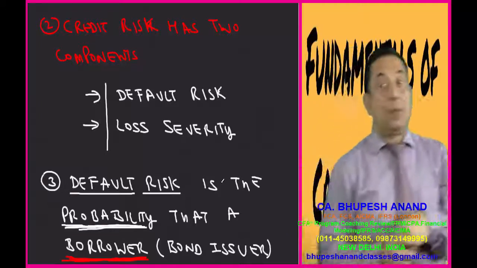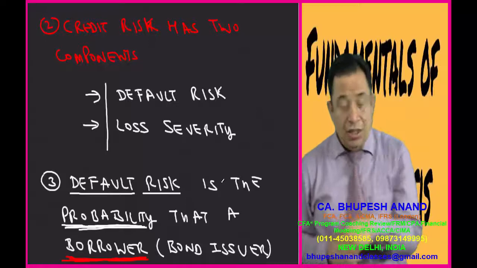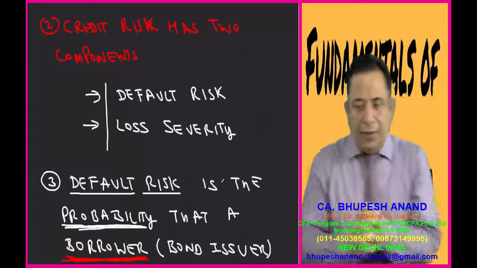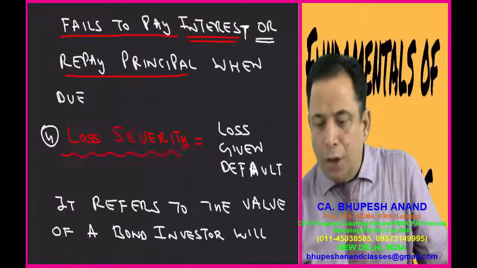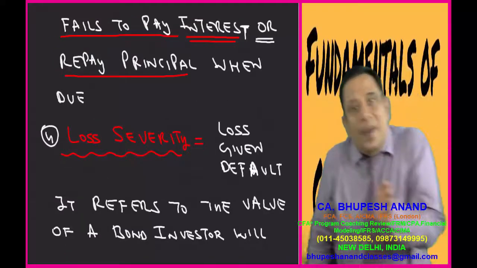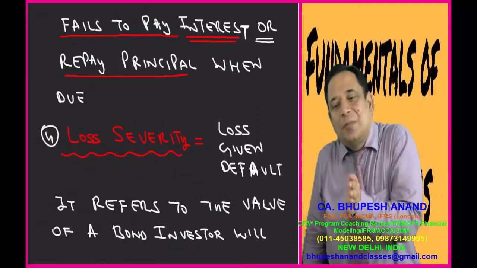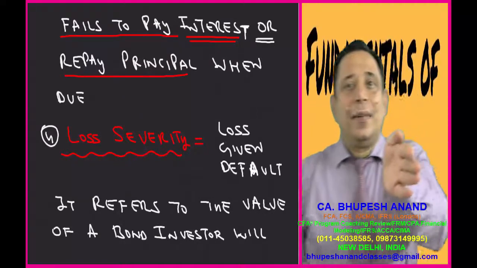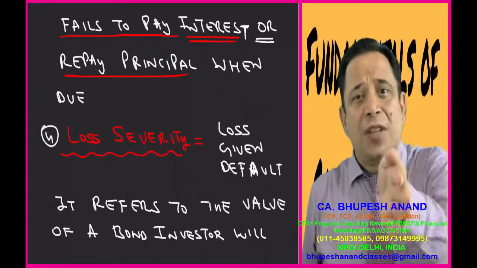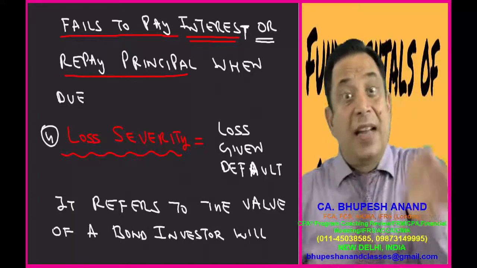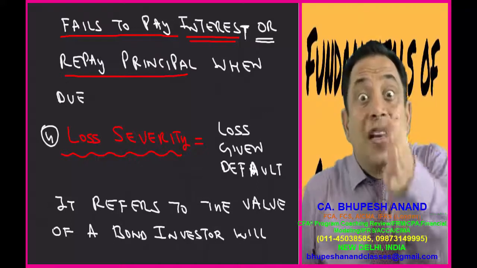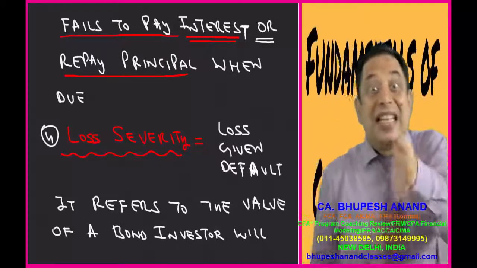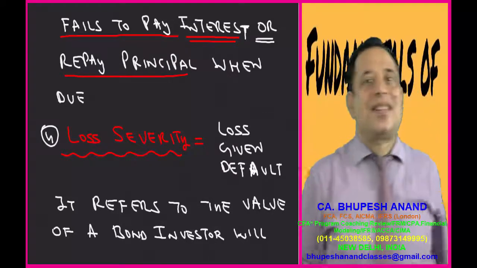So please write down the third point. Write down, my dear friends. Sit straight. Default risk is the probability that a borrower or a bond issuer fails to pay interest or principal when due. It means when interest is due, 6 monthly or yearly, whether that borrower will be able to pay or not on the due dates, whether he will honor his own words or not. That is named as default risk.